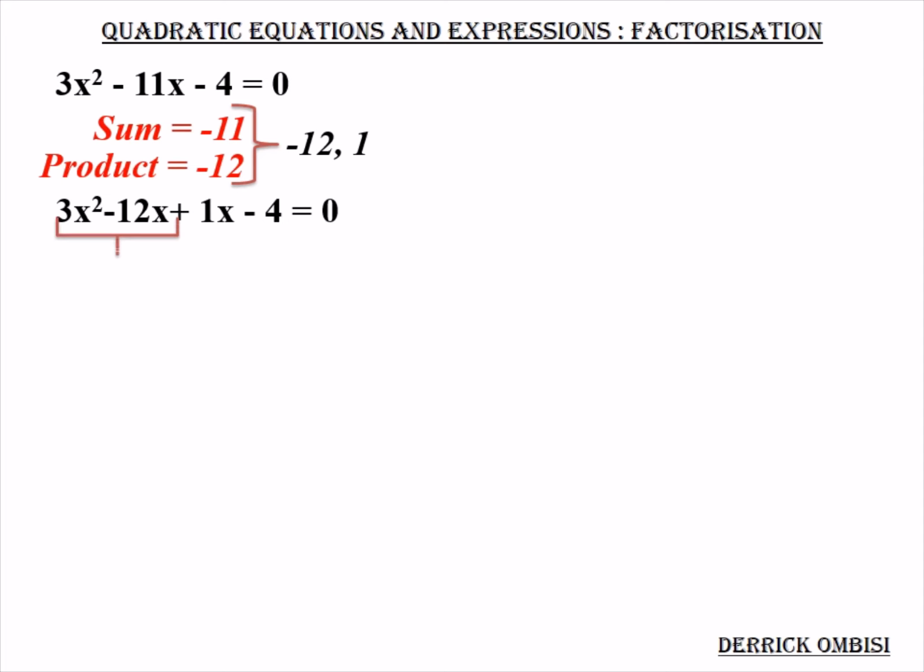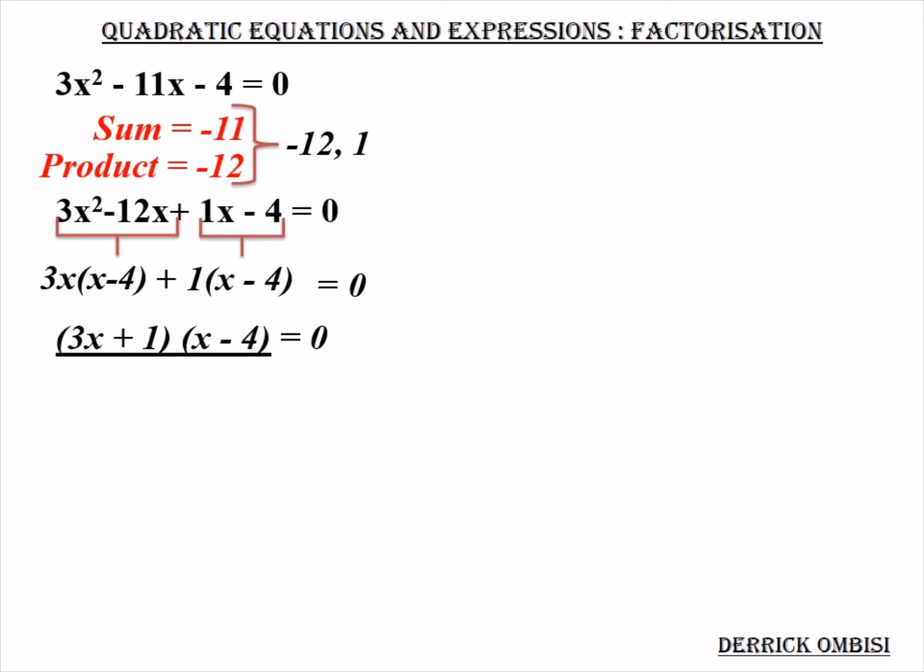Now we have the first bit of the equation, and you find that for 3x squared minus 12x, the common factor that we factorize out is going to be 3x. So in the brackets you remain with x minus 4. Then plus the second bit, between x and negative 4, the common factor is 1, and inside you remain with x minus 4, and this one equals 0. So this brings us to 3x plus 1, then x minus 4, and this one equals 0.